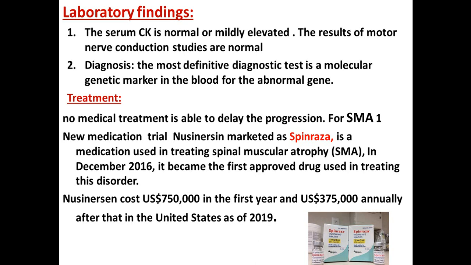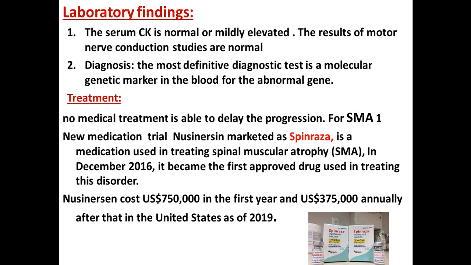For SMA type 1, there is no medical treatment. No treatment is able to delay the progression or to improve life. But a new medication trial, as we know, we call it nusinersen. Nusinersen, marketed as Spinraza, is a medication used to treat spinal muscular atrophy, and in December 2016 it started to be used. It became the first approved drug used in treating this disorder, and it was costly.